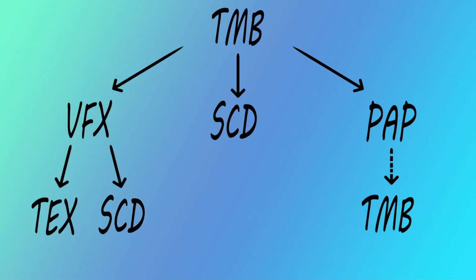SCD files are the sound files that can be called by either TMB or VFX. Text files are textures, 2D images that are used by the VFX files. PAP files are character movements and animations such as attacks and emotes. PAP files also have an internal TMB, which in turn can have its own VFX, SCD, and other features. There are other file types and different interactions that are not displayed on this graphic, but this covers the essentials for these videos.